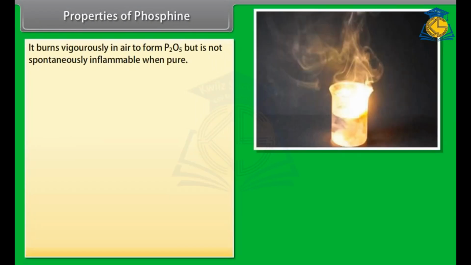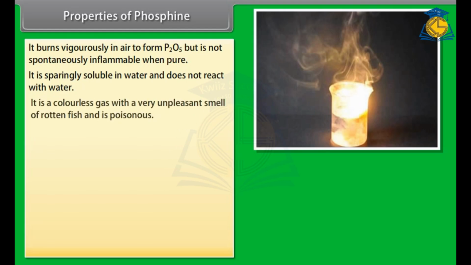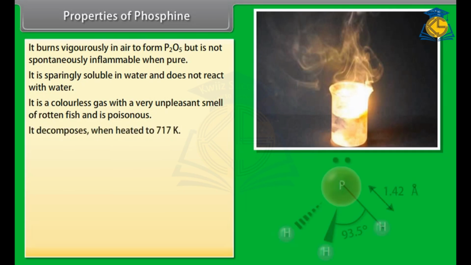It burns vigorously in air to form P2O5 but is not spontaneously inflammable when pure. It is sparingly soluble in water and does not react with water. It is a colorless gas with a very unpleasant smell of rotten fish and is poisonous. It decomposes when heated to 717 Kelvin.